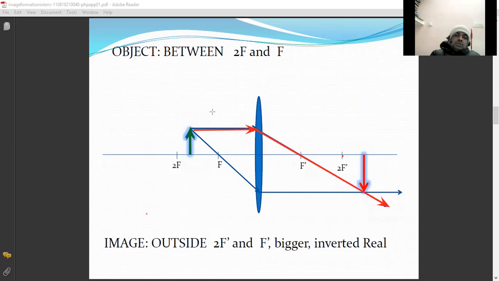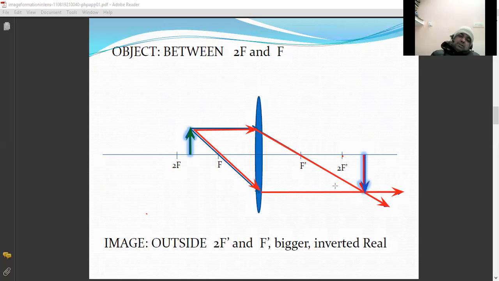Second ray, what do you do? The second ray you take through the focus. It will become parallel to the principal axis. So this is the point of intersection you see, and at the point of intersection, there will be formation of the image. This is your image.